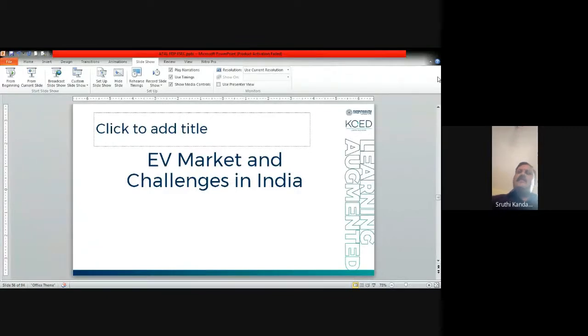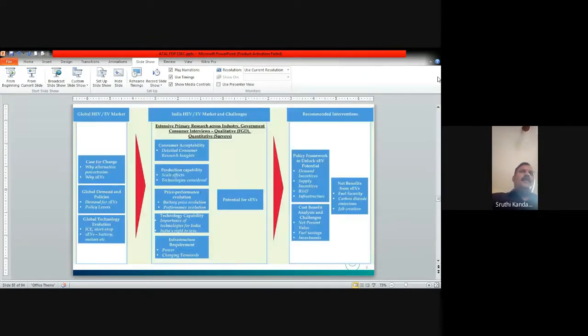So there are some challenges in the EV market in India. The global EV and HEV, meaning hybrid electric vehicle, market, then the Indian EV market and the challenges, the recommendations and the iteration. On the global market: the case for change, why alternative powertrains, why HEV or normal EV, global demand and policies, global technology evolution. These are all the global perspectives of the business in e-vehicles.